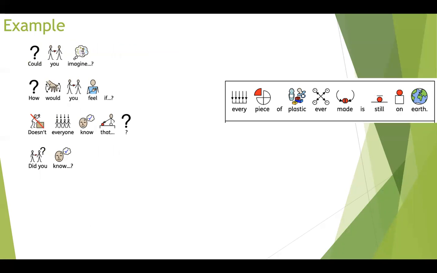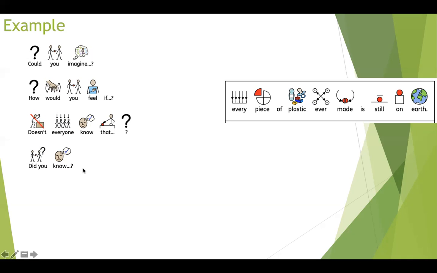So in today's activity, we're going to have some question stems on the left-hand side, and we're going to have a sentence or a fact on the right-hand side. So I can see my fact is, every piece of plastic ever made is still on Earth. And I'm going to try and turn this fact into a rhetorical question by using one of my question stems. So one of the ones that I think goes really nicely with this is this bottom one.